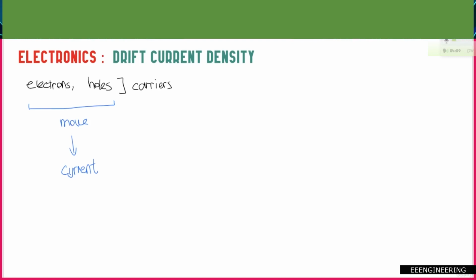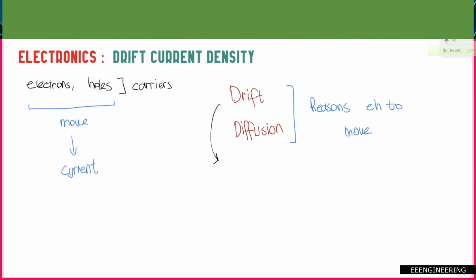So let me first put them down. We have two things, drift and also diffusion, and these are what make our electrons and holes move. So let me just say these are the reasons for electrons and holes to move. And what is drift anyways? Drift is the movement that is caused by an electric field. So basically we have an electric field that is the reason for our electrons and holes to move. Let me put that in here: movement by electric field. That definition would be sufficient.